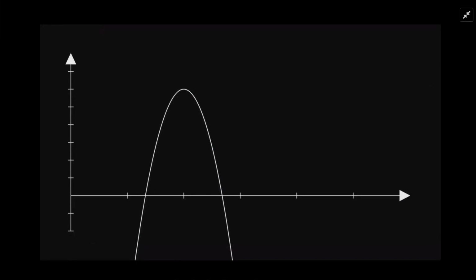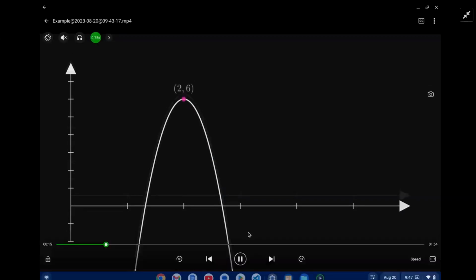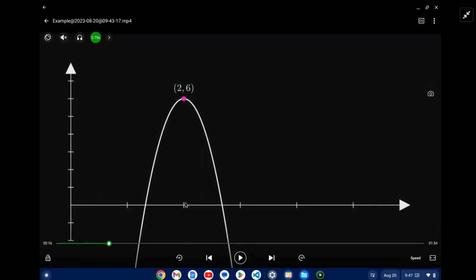This is our function. It's a parabola. You could sketch this, by the way, because you know the vertex is here. We know it's a negative 13 in front of the x squared, so it's pointing down. So you can get a rough idea of what it's going to look like.